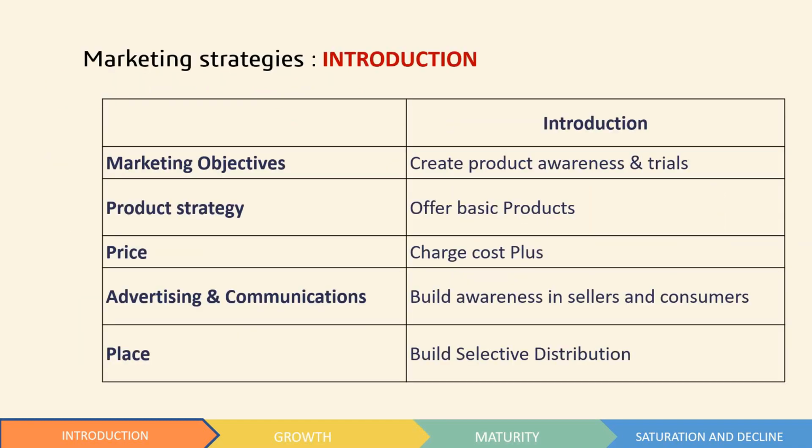So what are the strategies to be followed in this stage? The manufacturer should create awareness among the consumers and should promote trials of the product. First, they should offer some basic products and they also should follow the strategy of charge cost plus. They should build awareness and they should also build selective distribution.